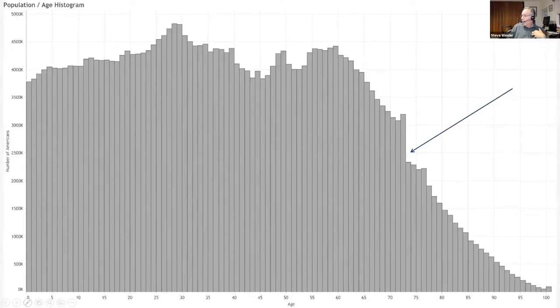A lot of people look at this and ask, whoa, what is this giant fall off? So people are dying at 73 or 74? What's up with that? It's not that they're dying. It's that's the cusp of the baby boomer generation. More people were born in 1946. In any case, I find this fascinating.